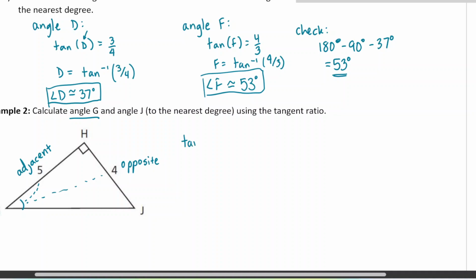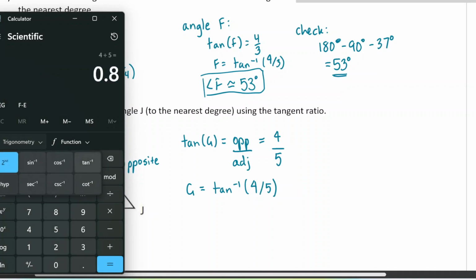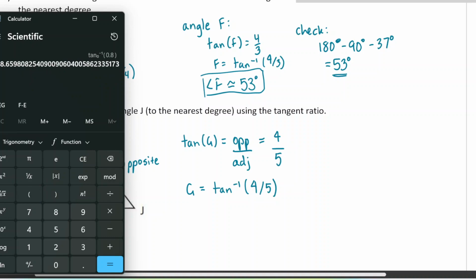So tan of angle G, it's always the opposite side over the adjacent side. I'm just using OPP and ADJ for short. So the opposite side is 4 and the adjacent side is 5. So when I want to calculate angle G, I do the inverse tangent function of 4 over 5. So let's type that in. Clear everything out. 4 divided by 5, and then the inverse tangent function of that. So it's about 39 degrees.